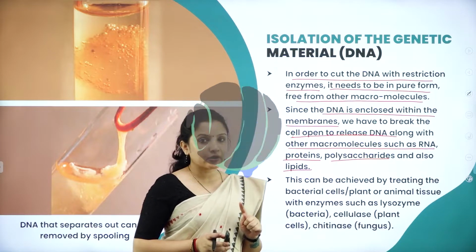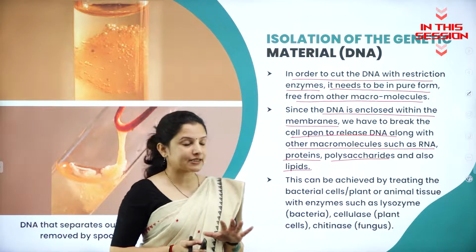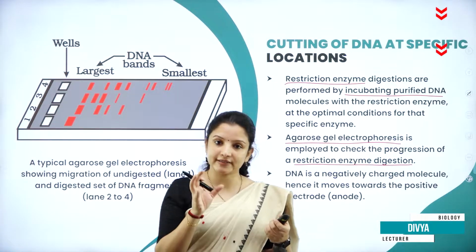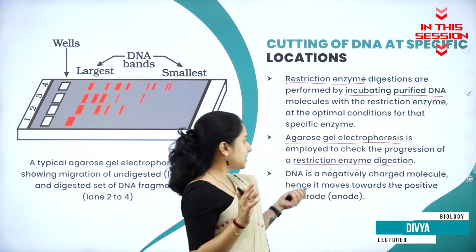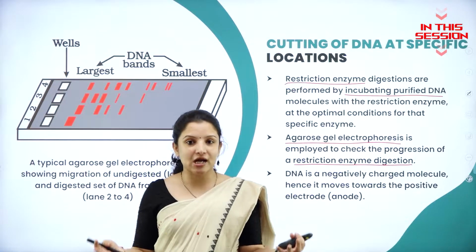Why should we remove the macromolecules? Because we need the DNA in a very pure form. So that is the reason. DNA is negatively charged because it has a phosphate backbone, right? So this negatively charged DNA molecule will always, because we know that opposite charges attract.